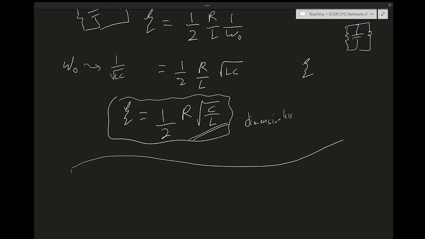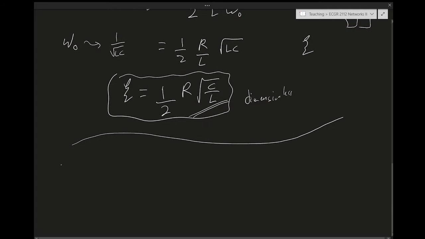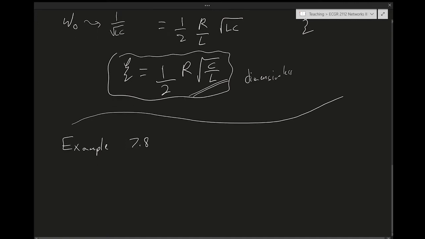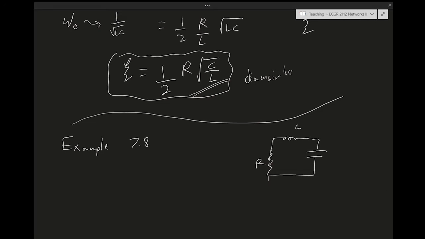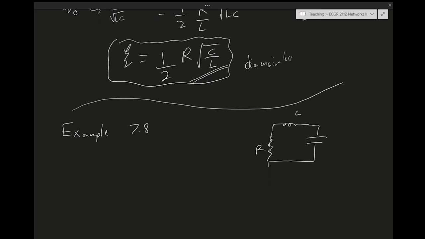The first example I want to solve is example 7.8, which is a series connected RLC circuit. There's no source, but there has to be an initial condition, either a voltage initial condition or a current initial condition, or both. Typically, for a second order circuit, you need two initial conditions, right? Or one initial condition and the rate of change of that initial condition, right?